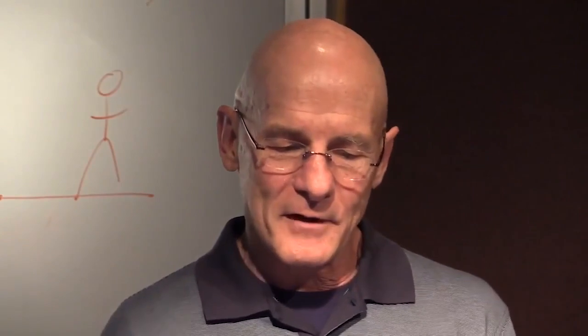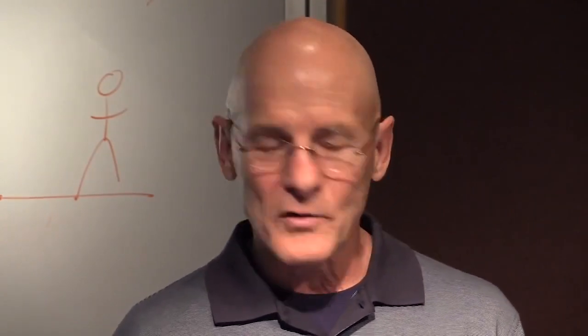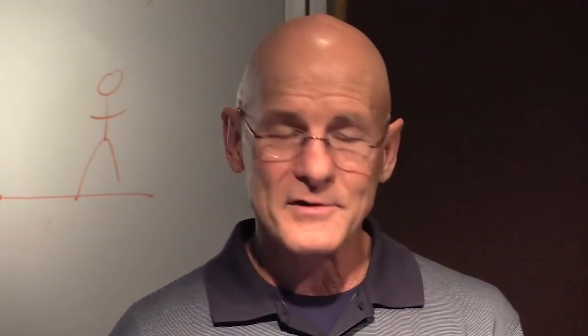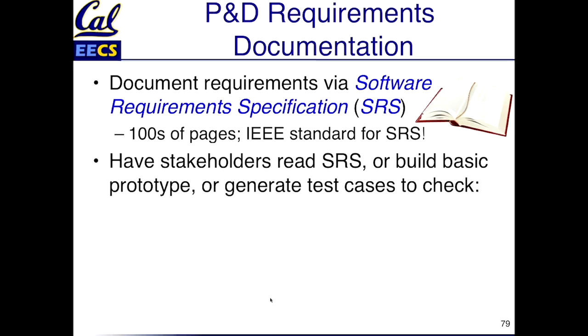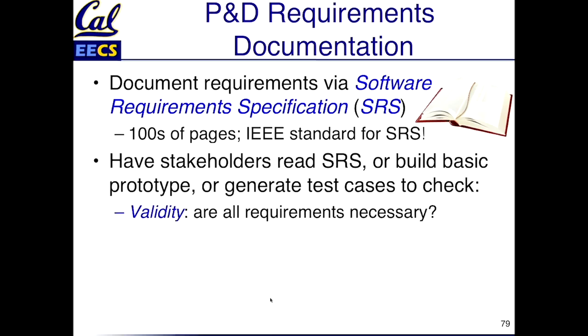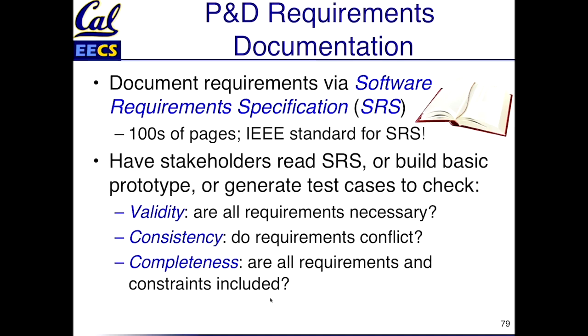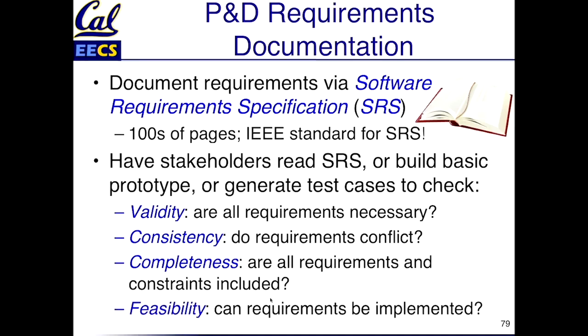So how do you figure out if the SRS is okay? I'll tell you the four things to look at. The way you do it is to get the customers to read these hundreds of pages and give you feedback, or you build a prototype that has some of the features to get feedback, or you generate test cases to test the SRS. What are you looking for? Four things. Validity: are all the requirements necessary? Consistency: it's pretty bad if the requirements conflict, and it sounds like it'll be hard to be successful. Completeness: is everything there, and are all the constraints included? And finally, can it be implemented? So you're building this kind of book about the project before you build the project.